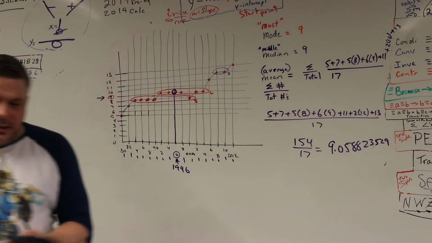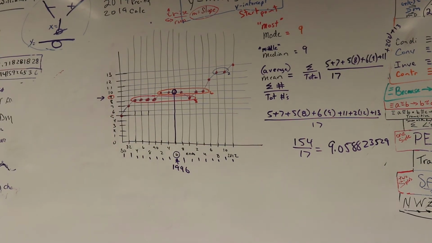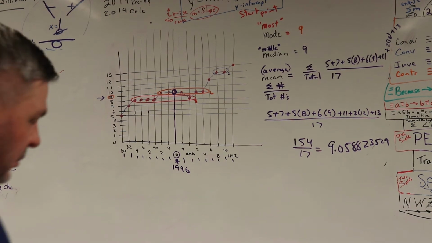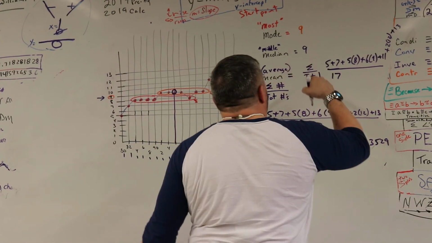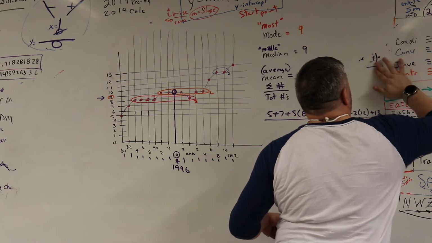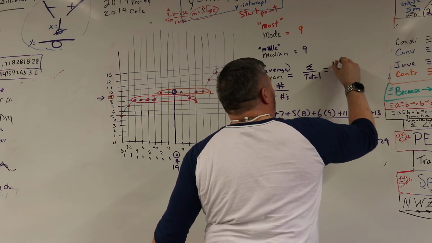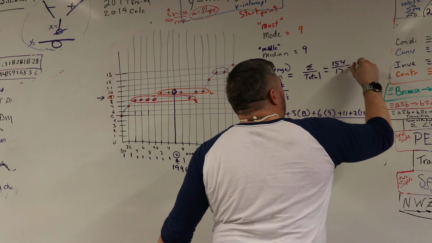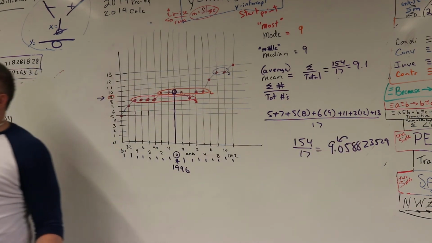9.05883529. And what does it ask us to do? It asks us to round off to what? So I'm going to ask you to round off to the nearest tenth, okay? So therefore, the mean is going to equal 154 divided by 17, which equals 9.1, right? Because this 5 is going to change the 0 to a 1.